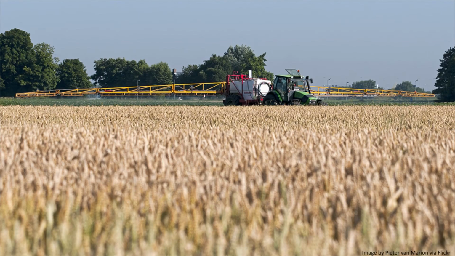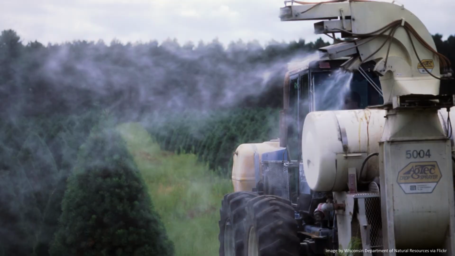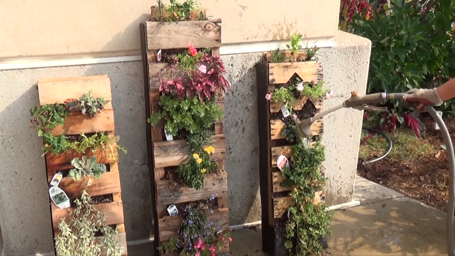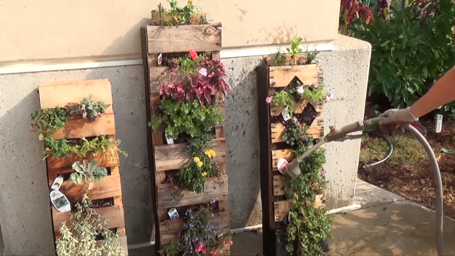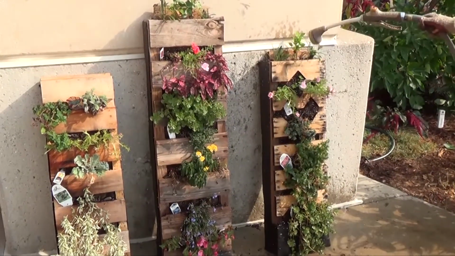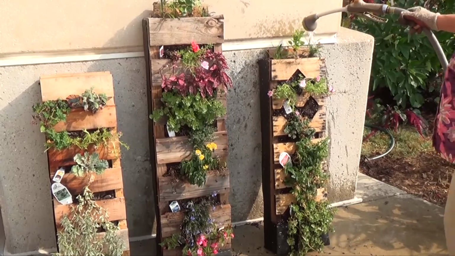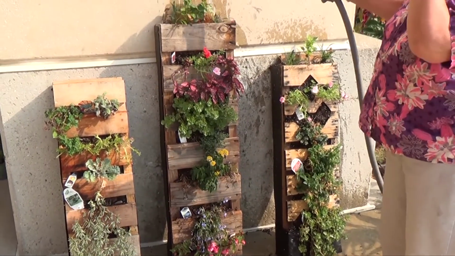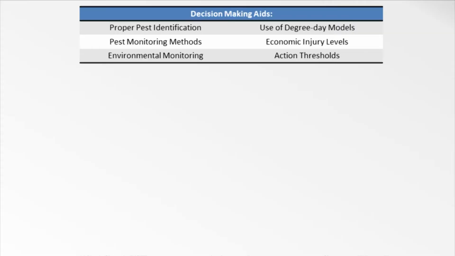Pest controls, as well as the labor needed to apply them, can be costly expenditures of time and money. In a perfect world, our plants would grow beautifully on their own without any interventions on our part. However, since pests are a part of plant cultivation, it's important to understand when is the best time to intervene. Commercial growers use decision-making aids including economic injury levels and action thresholds to help them decide.